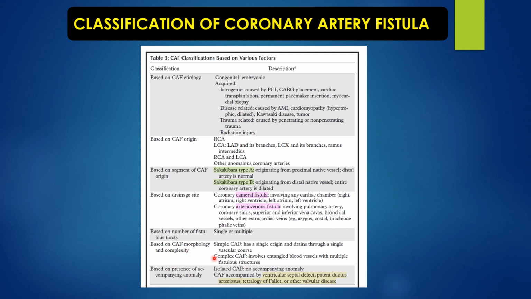This is more important as far as intervention is concerned, whether it is an entangled mesh of vessels, or if there is any stenosis or any ectasia or multifocal aneurysms. The complexity of the fistula divides it into simple or complex coronary artery fistulas. And lastly, whether there are any accompanying cardiac anomalies. It is an isolated CAF when there is no accompanying anomaly. Sometimes you might see congenital heart disease like a VSD, PDA, tetralogy of Fallot, and other valvular diseases.